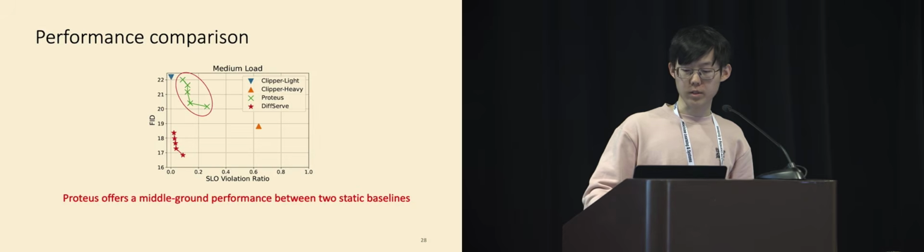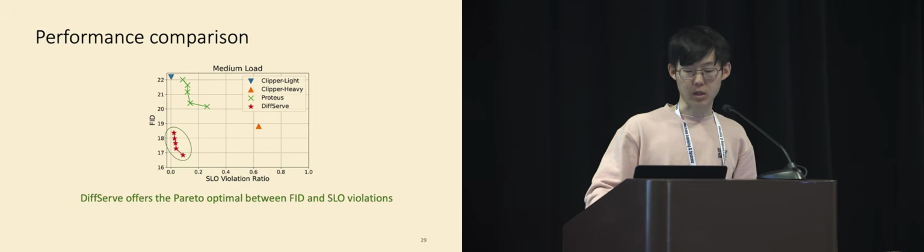And now Protest offers a middle ground performance between two Clipper extremes by tuning the model variants based on demands. But it still offers suboptimal performance since it routes queries randomly instead of considering query level optimization. And this is where DiffServe comes in. DiffServe consistently stays in the bottom left corner, achieving both low quality FID and SLO violation simultaneously.